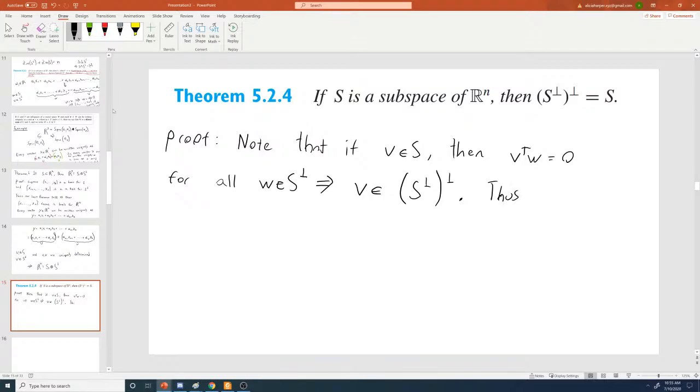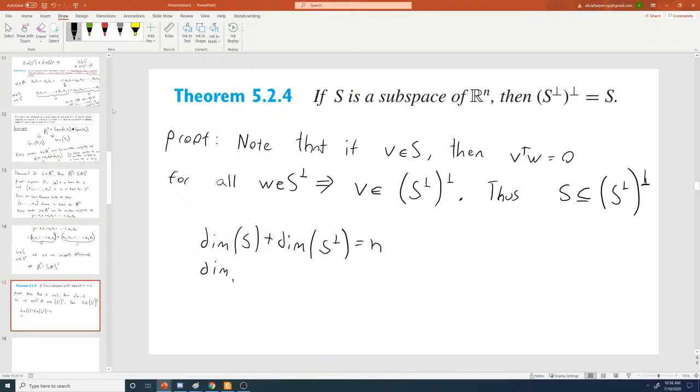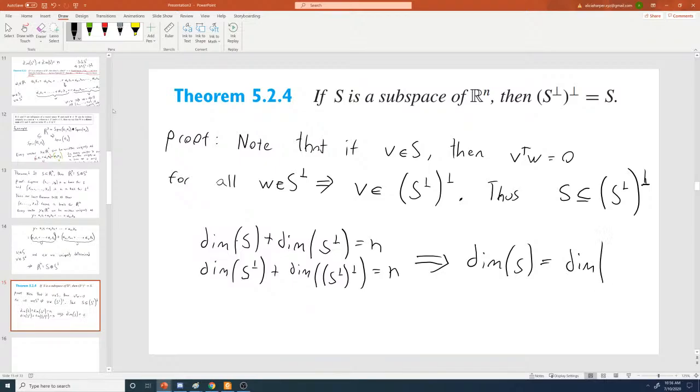Thus, S is a subspace of the orthogonal complement of the orthogonal complement of S. Now, here's what we can note. The dimension of S plus the dimension of the orthogonal complement of S is equal to n, and the dimension of the orthogonal complement of S plus the dimension of the orthogonal complement of the orthogonal complement of S is also equal to n. So I can subtract this equality from this equality, and it implies that the dimension of S is equal to the dimension of the orthogonal complement of the orthogonal complement of S.